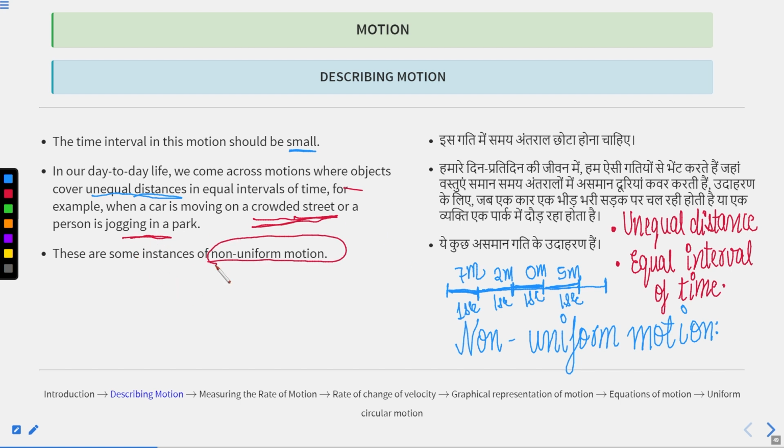So now motion is divided into two parts. One is uniform motion, another is non-uniform motion. What is uniform motion? When an object covers equal distance in equal interval of time, then that object is said to be in uniform motion. And when an object covers unequal distance in equal interval of time, then that object is said to be in non-uniform motion. Is it clear, class?